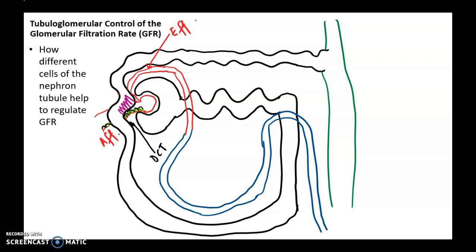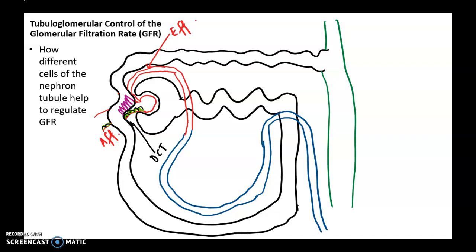All right, class. Now we are moving into the tubulo-glomerular control of the glomerular filtration rate. Meaning, we will look at how the different cells of the nephron tubule help to regulate glomerular filtration rate. Previously, we have only looked at the afferent arteriole and efferent arteriole, how they regulate the glomerular filtration rate, right? Now we will see how the nephron itself regulates glomerular filtration rate.